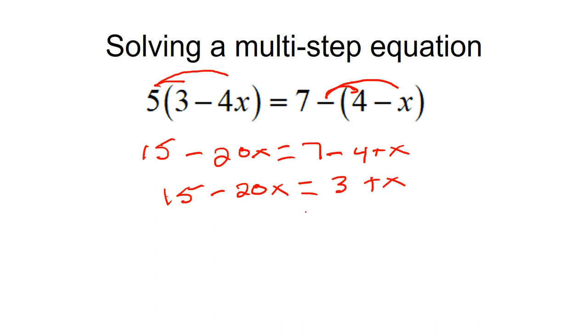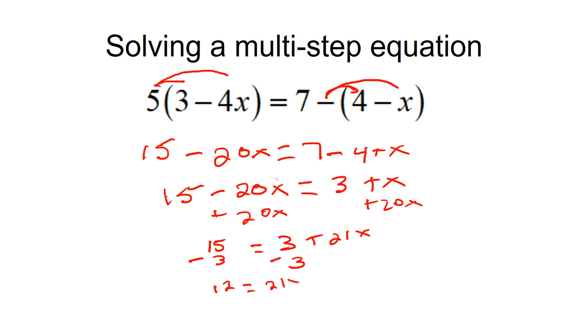Now I get the x's on one side. So I'm going to, doesn't matter which way, but I'm just going to move this minus 20x to the right. I'm going to add 20x to both sides. That will leave me with 15 is equal to 3 plus 21x. I'm going to subtract 3 from both sides. That gives me 12 is equal to 21x.